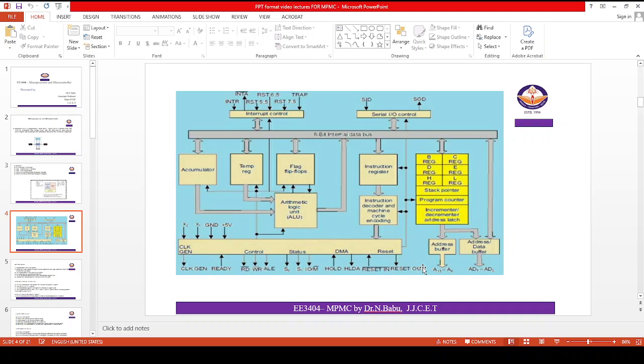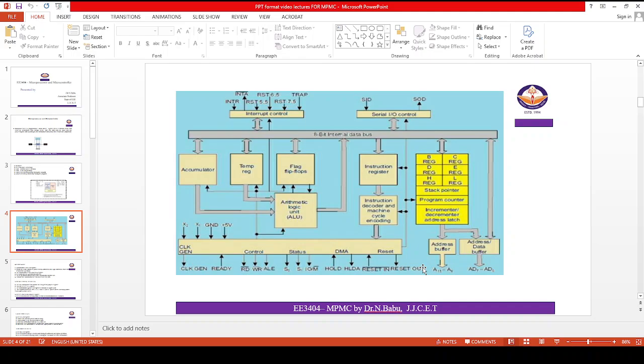So it is called temporary register. It is also one 8-bit register. ALU, already I explained. Arithmetical and logical unit, it performs all the arithmetical and logical operations. The arithmetical operations are addition, subtraction, multiplication, division, increment and decrement. The logical operations are AND, OR, XOR, rotate, complement. These are all the logical operations.